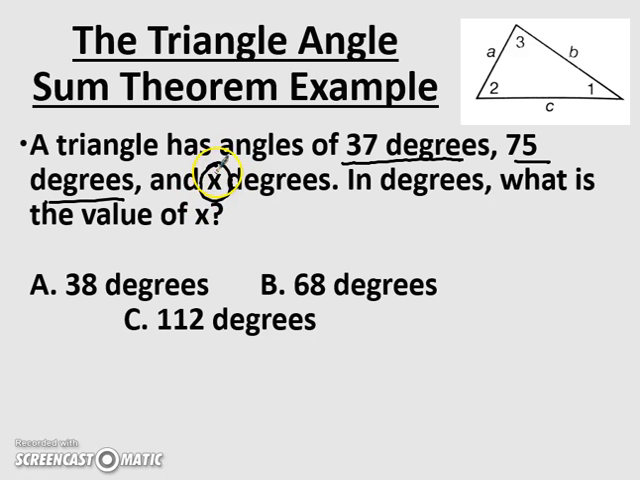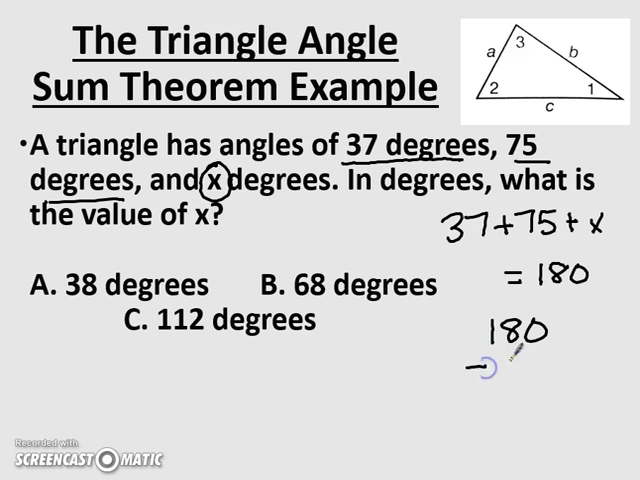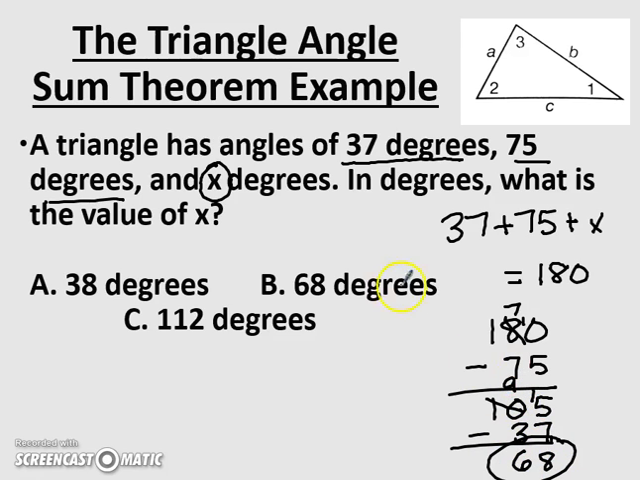So what could x be so that when you add these together, 37 plus 75 plus x, it equals 180? The easiest way to do this is either to check the answers to see which one will add to get 180, or if you don't have answer choices, subtract the ones that you already know. So take away 75. That leaves us with 105, and then take away 37, and we get 68. So that third one will have to be 68 because 68 plus 37 plus 75 makes 180 degrees.